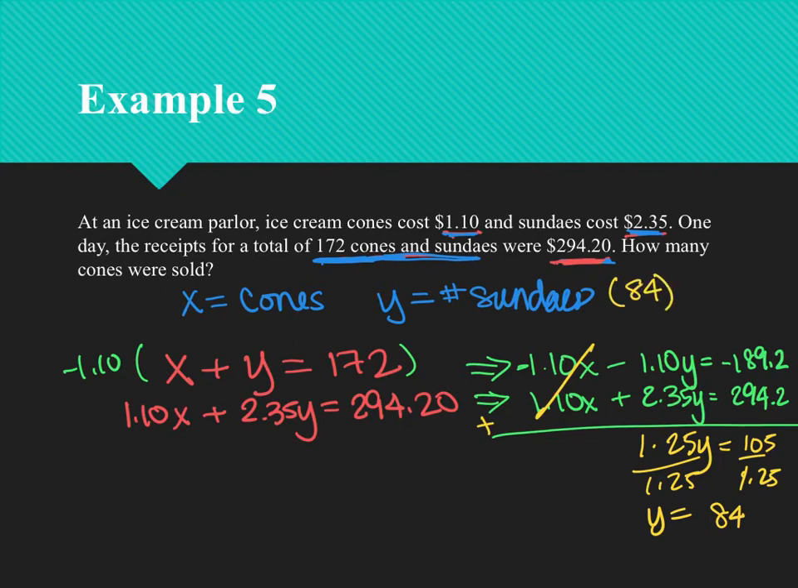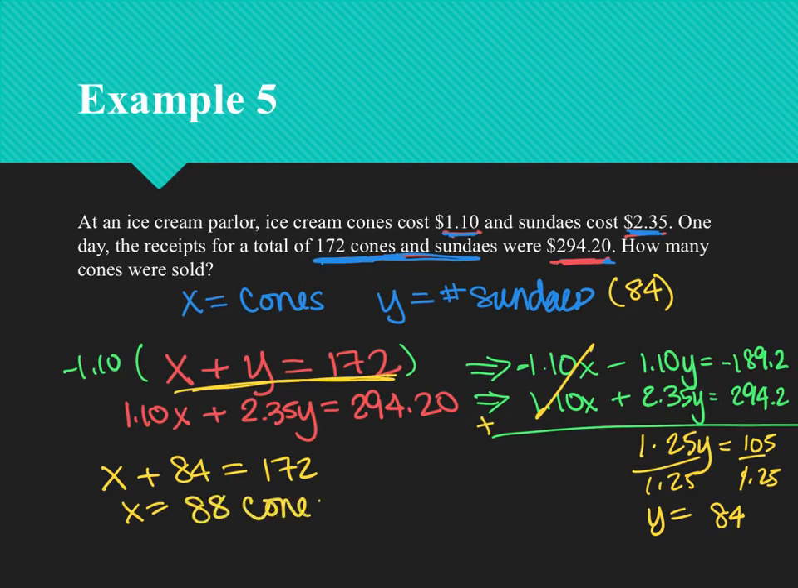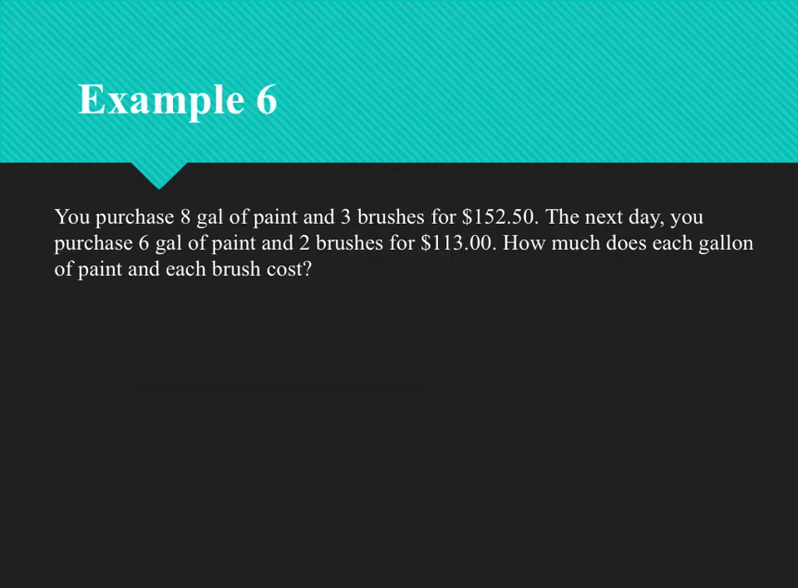I need to know how many cones were sold. So I'm going to use this equation right here and solve that real quick. So I really have x plus 84, because that's my number of sundaes, equals 172. Or I can see that x equals 88 cones. And this answers the question that was being asked.